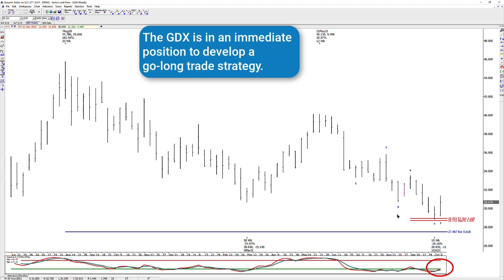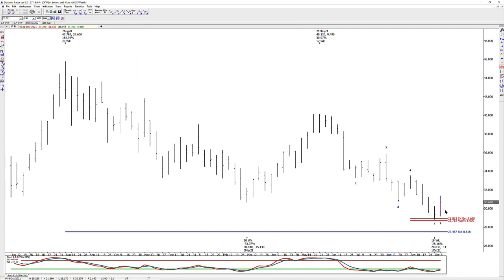So that said, if we were at this point in time, what is that? That's the week ending Friday the 8th. Let's go to our daily data as of that point in time and go under the assumption that we're in an immediate position to develop a go-long strategy. So either go long on the GDX ETF, or consider some gold mining stocks that are part of the components of the GDX.